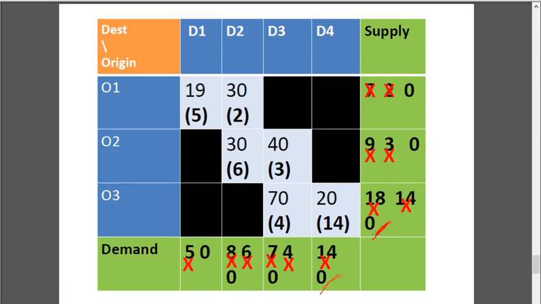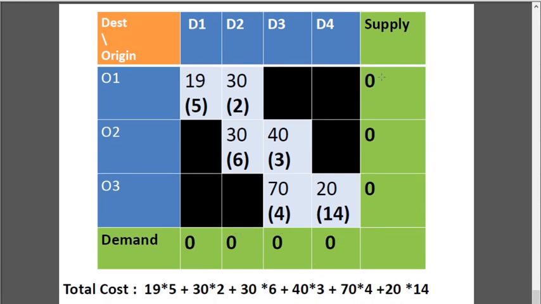Now all the demands and supply have been satisfied, meaning all the demands have been satisfied. Therefore the demand at all the destinations have become 0 and all the supply have also become 0 since I have moved this supply from the origin to destination. So this is how you allocate the required demand from the different origins to the destinations using northwest corner method.